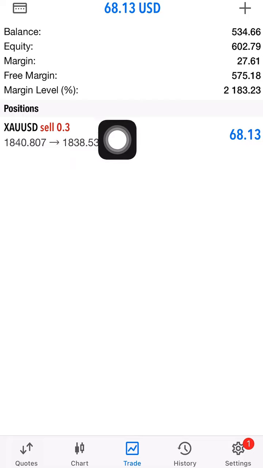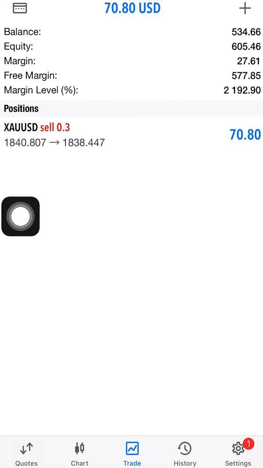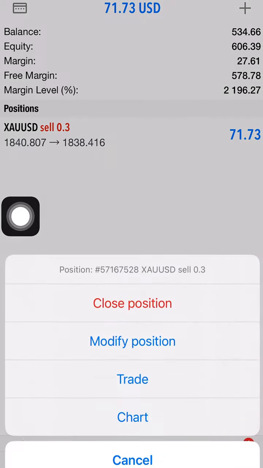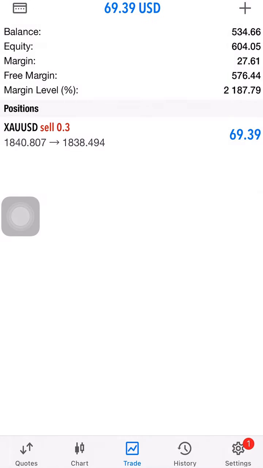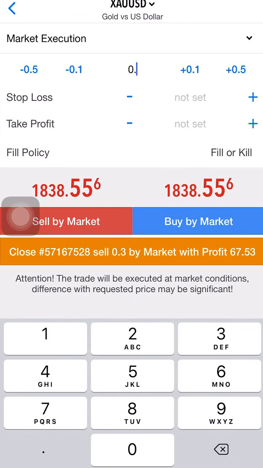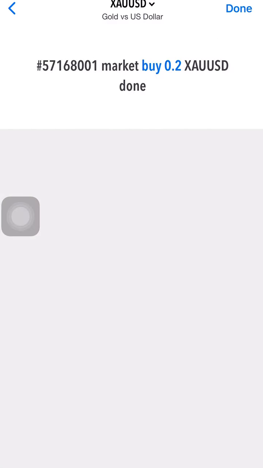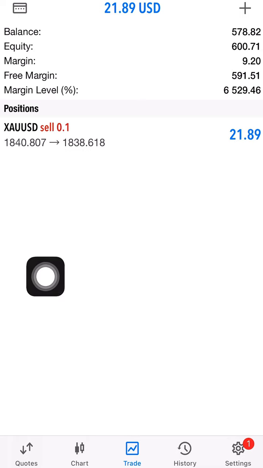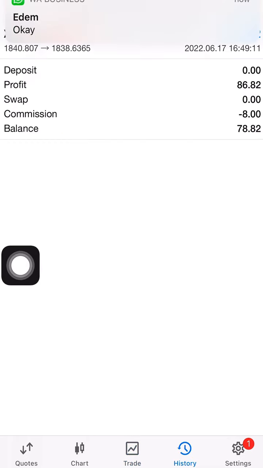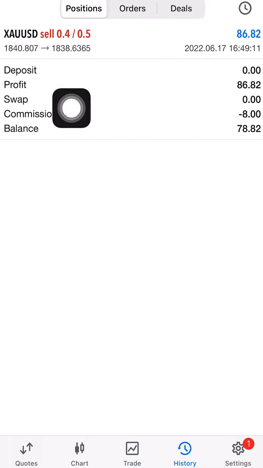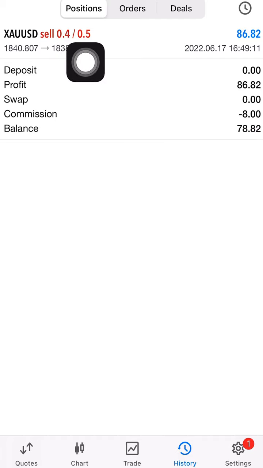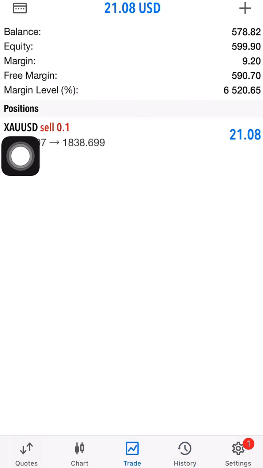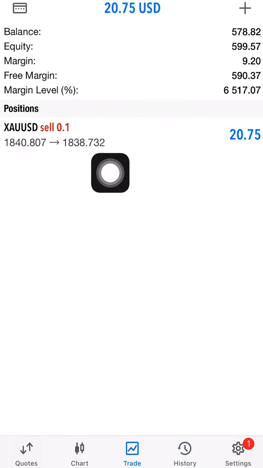Let's say I want to close 0.2 of the trade again. I'll press and hold the trade, go to close position, press on 0.2 and close position. As you can see, I've closed 0.2, leaving 0.1 of the trade. If you come here, you see that I have closed 0.4 of the trade. Yeah, it's the same trade. So I've closed 0.4, leaving 0.1 running.